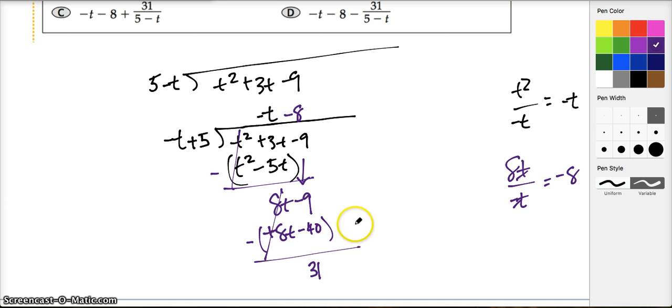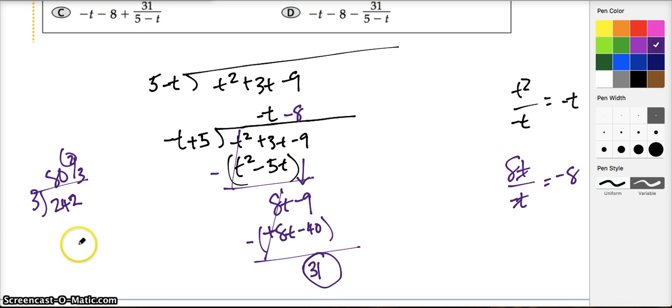Now, what do I do with the remainder? You remember that last problem where I think we had 3 divided into 242, and I came up with the answer of 80 and 2/3, and the 2 came from the remainder at the end of the problem? Well, what we do with our remainder here, we took the 2 and we put it over the divisor. We're going to do exactly the same thing here. We take our remainder and we put it right over the divisor. So I can put plus 31 over negative t plus 5, and I'm going to write that down here. So I'm saying the answer is negative t minus 8 plus 31 over negative t plus 5.